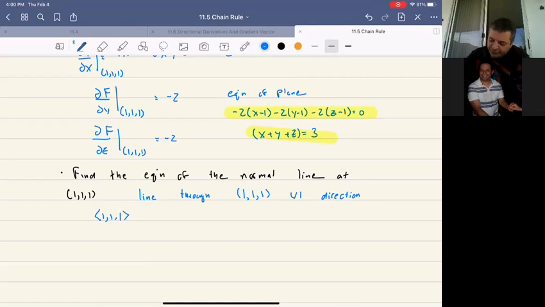Okay, so that just becomes what? x equals 1 plus t, y equals 1 plus t, z equals 1 plus t, which, surprise, surprise, we also have symmetric equations. x equals y equals z.